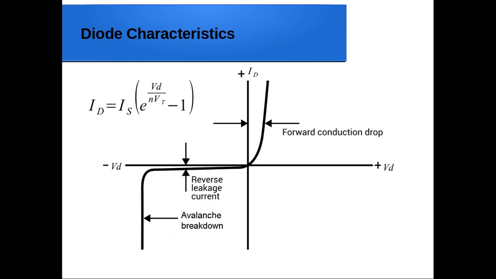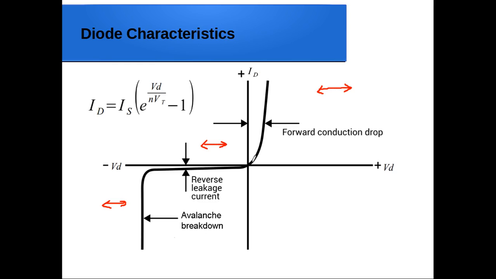Let us see the characteristics of a diode. The characteristic of a diode can be divided into three regions. First one is a forward bias region, the second one is a reverse bias region, and the last one is a breakdown region. So the characteristics will tell you the relation between the input applied voltage Vd and the diode current Id.